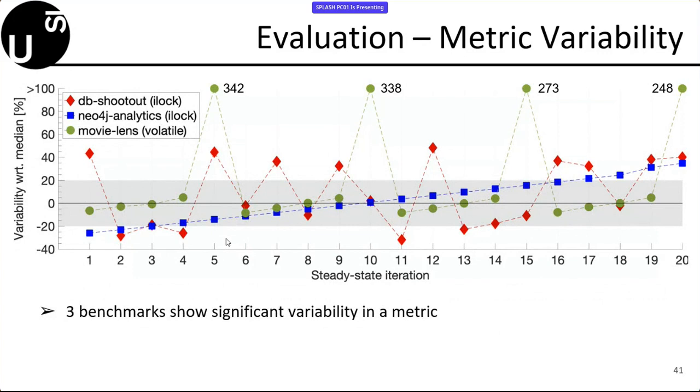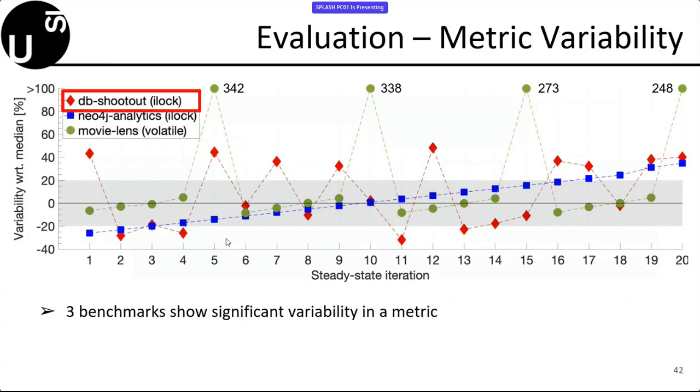The 3 benchmarks are reported in the slide, and they are in particular db-shootout, that shows a high variation in the amount of acquisitions of implicit locks. The same metric also varies significantly in neo4j-analytics. And the third benchmark is movie-lens, where the amount of volatile accesses sometimes varies and differs from this 20% range. The table reports the relative value with respect to the mean of this metric in all the 20 steady-state iterations that we considered.